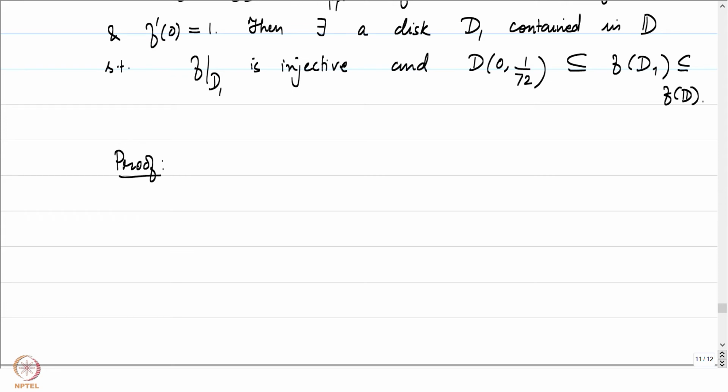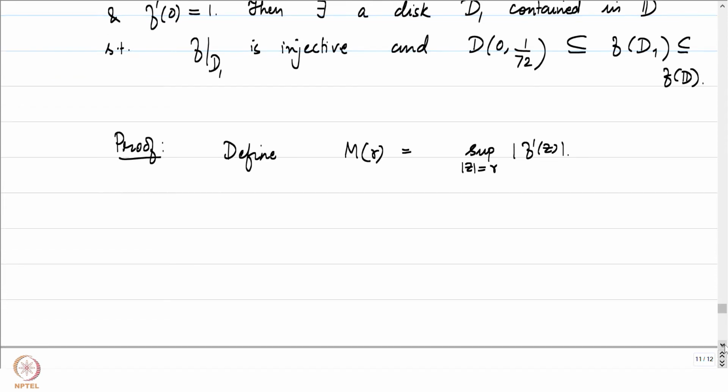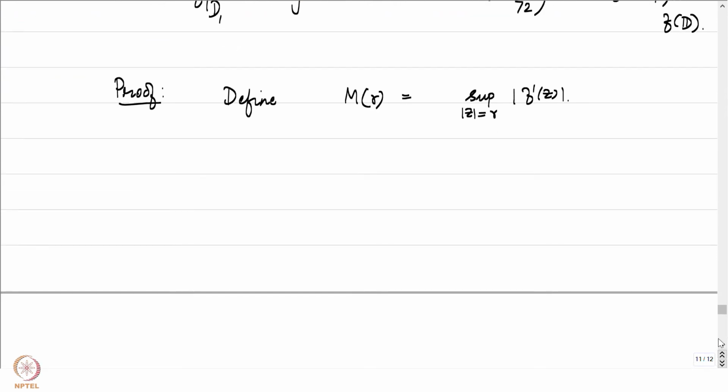Let's begin by defining an auxiliary function. Define m of r to be equal to the supremum of absolute value of f prime of z when mod z is equal to r. Basically, it's the supremum of absolute value of f prime on the circle of radius r. Then one more function, let's define h of r to be defined as 1 minus r times m of r.